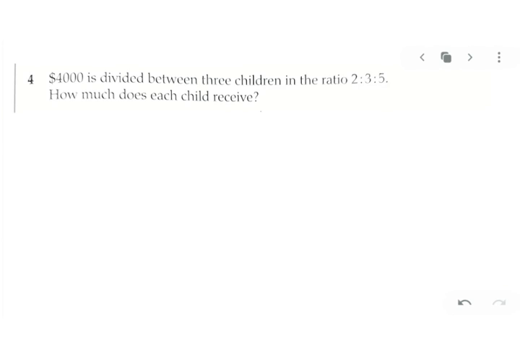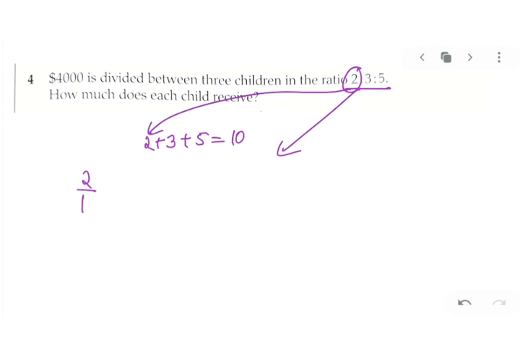My next problem says that $4,000 is divided between 3 children in the ratio 2 is to 3 is to 5. How much does each child receive? Now my dear kids, as I always said, if the ratio is given, you have to find the total of these ratios. That is 2 plus 3 plus 5, that is 10. So your each ratio will be 2 upon 10, 3 upon 10 and 5 upon 10. And you have to divide 4,000 in this ratio.